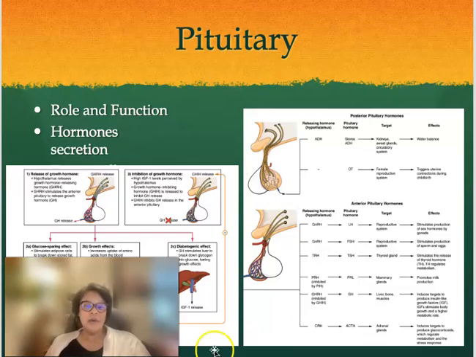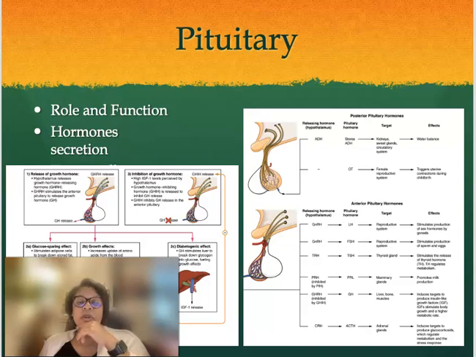But here's the thing. What I really want you to make sure you understand is that the anterior and the posterior have different causes. So let me see here. Causes to impair the pituitary can be congenital, tumor related, or it could just be something that's idiopathic.